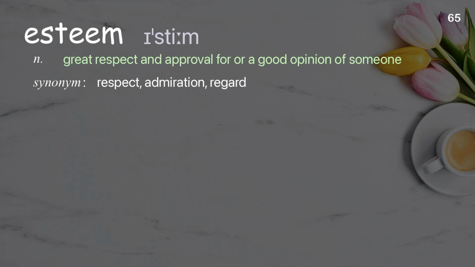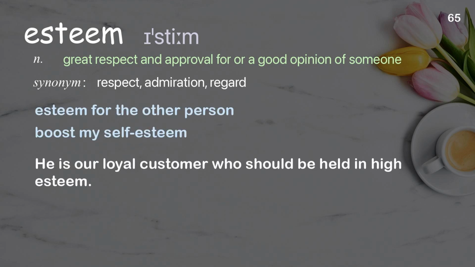Esteem: great respect and approval for or a good opinion of someone. Examples: Esteem for the other person. Boost my self-esteem. He is our loyal customer who should be held in high esteem.